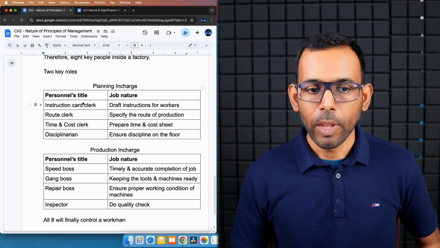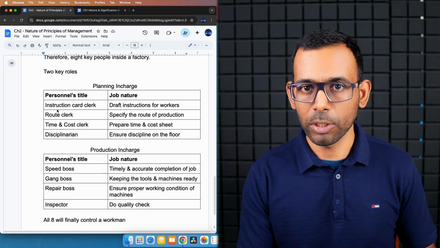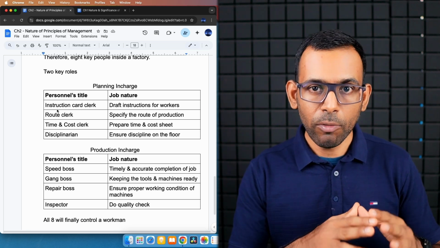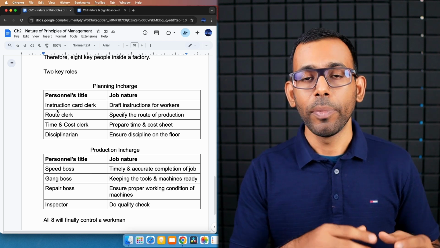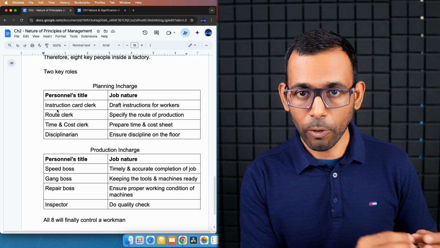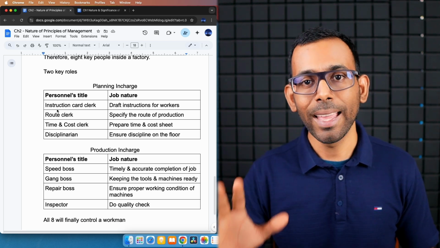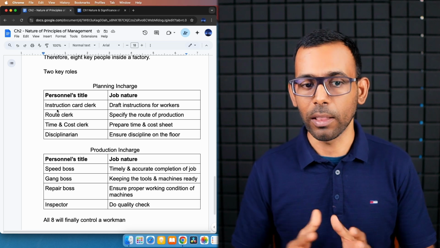Please understand, all these 4 people will not be directly involved in the production process. They are involved in the process, but they take care of planning. Their core emphasis, their core focus is on the planning aspect. They will not directly get into the execution aspect. So you need to understand that first.